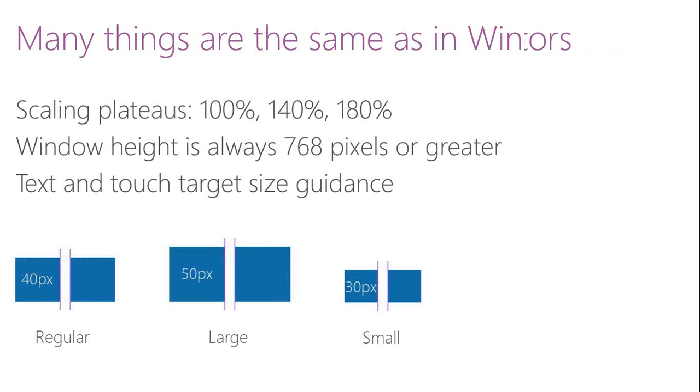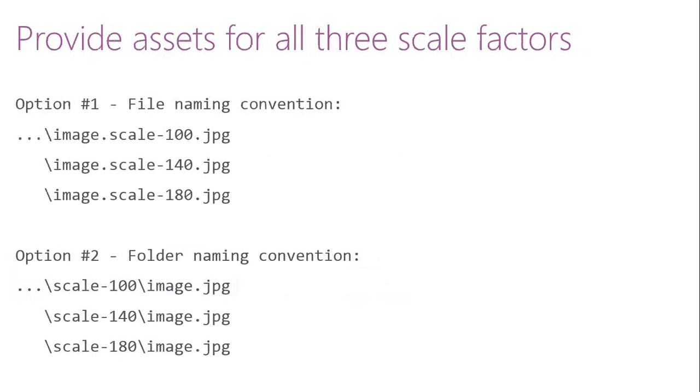The Windows height is always 768 pixels or greater, so that shouldn't be a problem. So right now what you have got to do is leverage all of these scaling plateaus and provide images for all of them, 100%, 140%, and 180%. On the screen we have shown suggested naming conventions that you can choose.